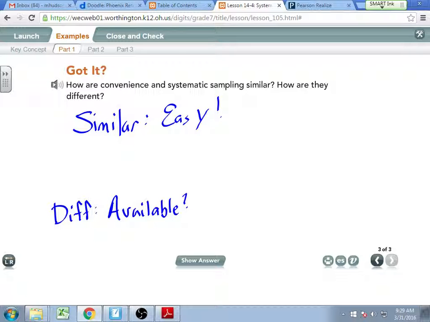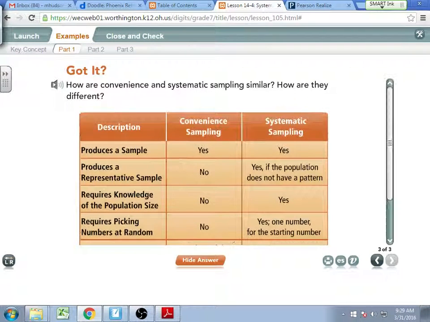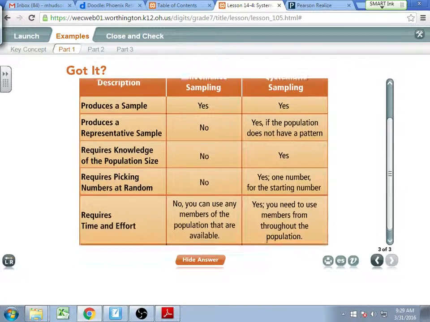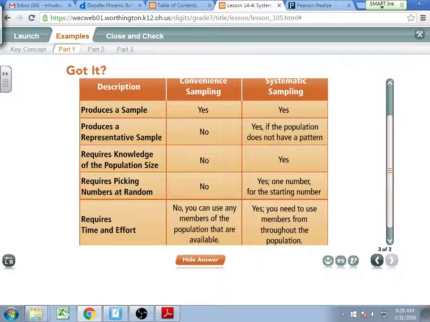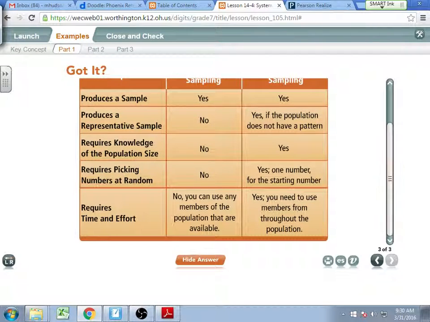We could keep going, and actually I'll just show a list of some of them. So does it produce a sample? Yeah, they both produce a sample. Are they representative? Systematic may not be representative. I could systematically choose all girls by accident from a population that's girls and boys. Require knowledge of the population size. To choose my interval, I need to know how big my population is. If I'm doing convenience, I don't care how big the population is. Time and effort. Systematic will take more time and effort.